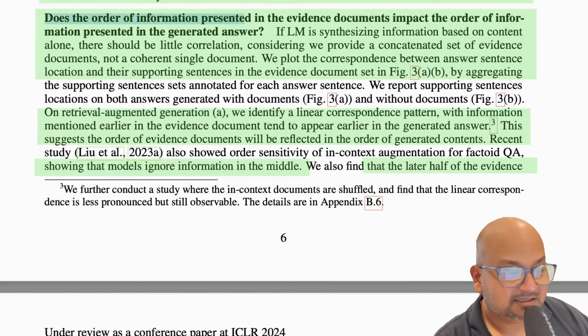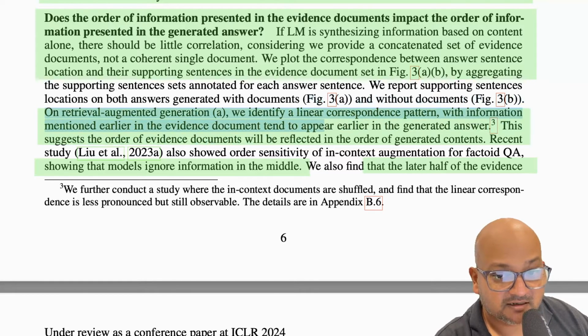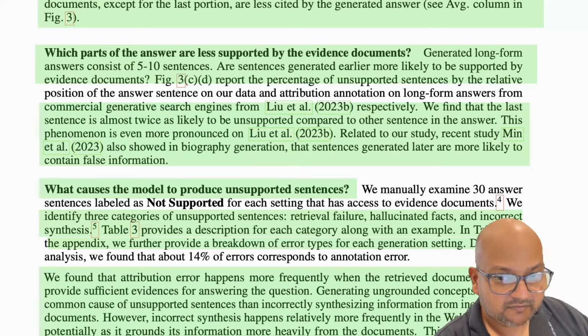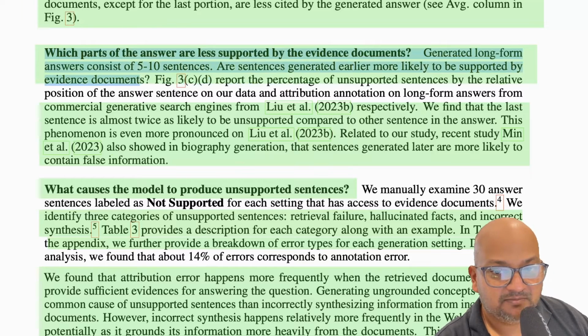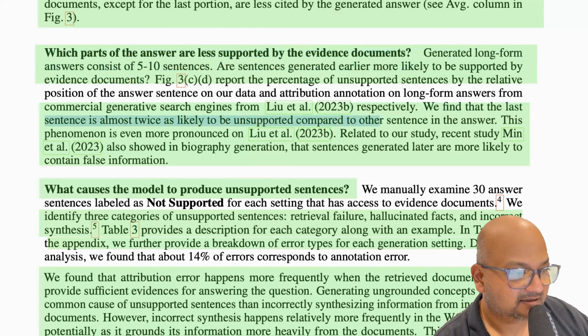Another interesting question to ask is how the order of documents affects the order of information or the quality of the generated answer. And here they find something interesting. They find a linear pattern, which means that information that was presented earlier in the prompt also tends to appear earlier in the generated answer. Moreover, they also find this drop-off effect where sentences earlier in the answer tend to be better supported by the evidence in the prompt. They find that the last sentence is almost twice as likely to be unsupported compared to other sentences in the answer.